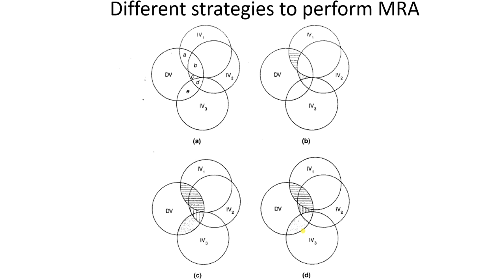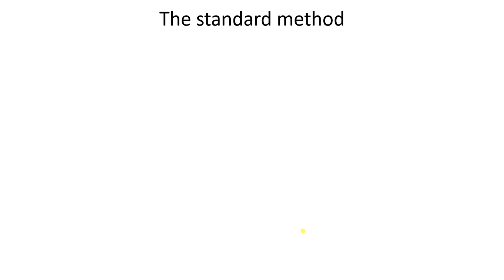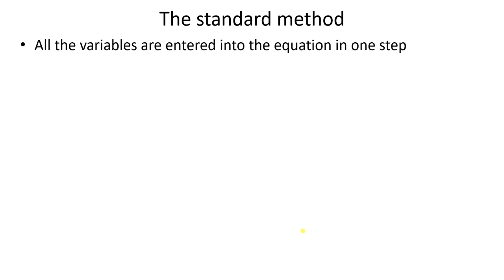And these three, the names I have already said, I will discuss each of the three one by one. Let us begin with the standard method. There will be some repetition, please bear with me. So in this method, all variables are entered into the equation in one step. And what does it mean? When we are entering all the variables in one step, it means we are parceling out the contribution of other IVs from the given IVs.